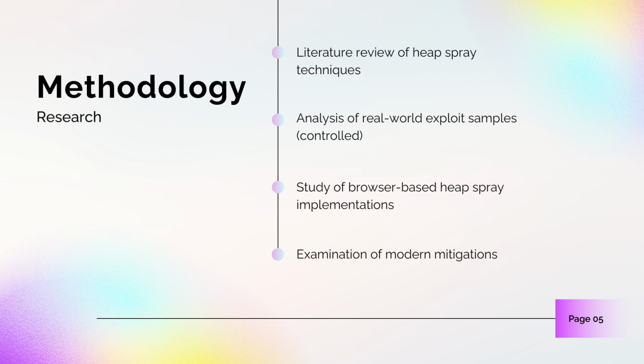I divided this project into two distinct parts, research and implementation. I started by conducting a literature review of heap spraying techniques through academic papers and technical blog posts discussing either particular aspects of heap spraying or specific attacks that occurred. Through this, I was able to gain a solid understanding of how the attacks worked and how they evolved over time. To help ground the project in real-world relevance, I analyzed exploit samples in controlled environments.